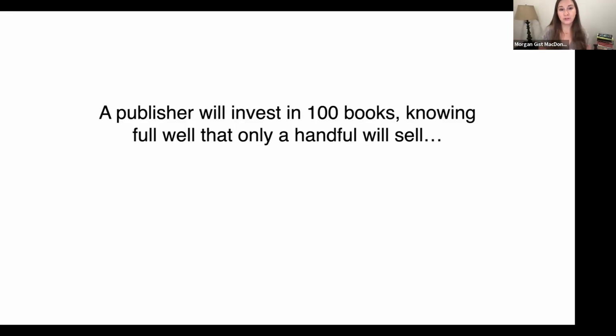So a traditional publisher will invest in 100 books, knowing full well that only a handful of books will sell. Many of us have almost been culturally conditioned to say, well, if I just get my book into the hands of Penguin Random House, my book will be a success. The problem is Penguin Random House does not look at your book the same way that you look at your book. They say, we just need X number of books to publish because Y number of books, a much smaller number, will actually sell well.